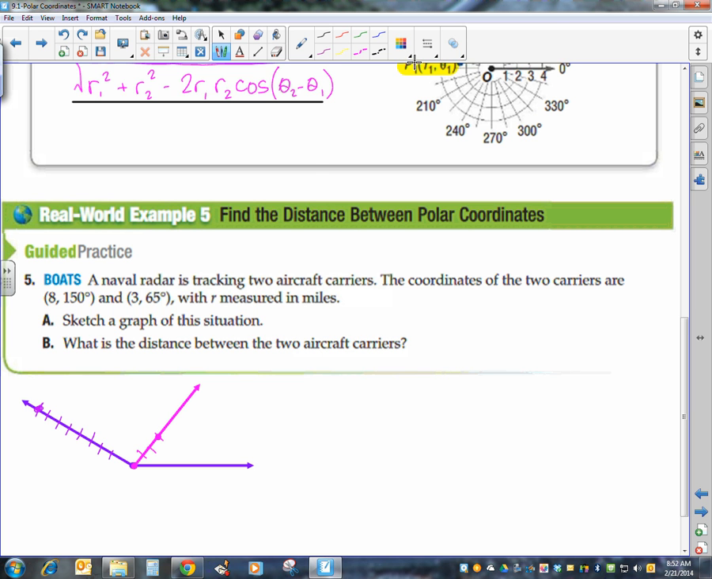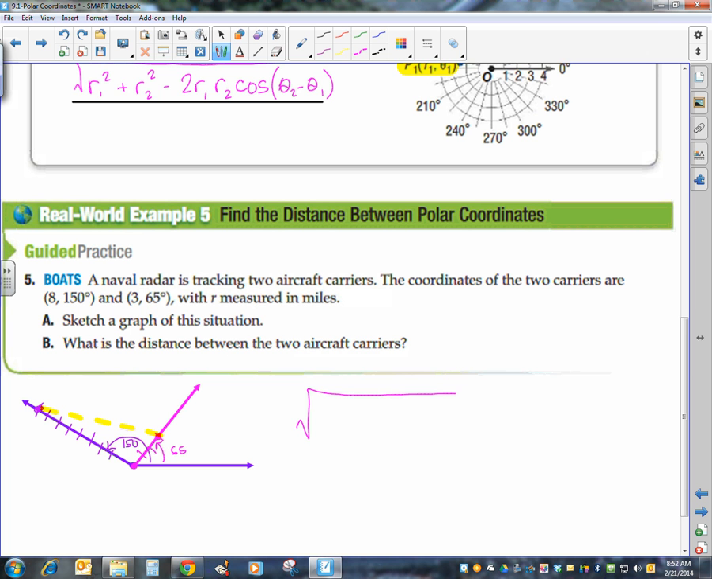So we are looking for the distance between these two. So it's this distance. Okay, and that's our sketch. Okay, and actually I should label it. This, of course, is 65, and this one is 150. Okay, so what is the distance between the two carriers?